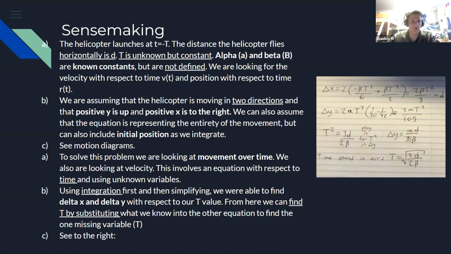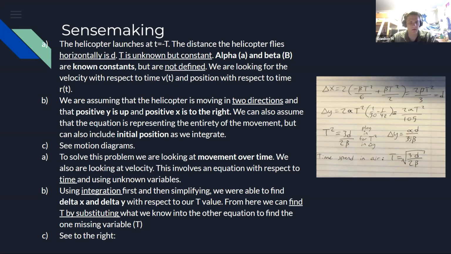We can also assume that the equation is representing the entirety of the movement, but can also include initial position if we wanted to. For our purposes, we assumed the initial position and initial velocity were 0. To solve this problem, we looked at movement over time. We're also looking at velocity. This involves an equation with respect to time, as well as using unknown variables.